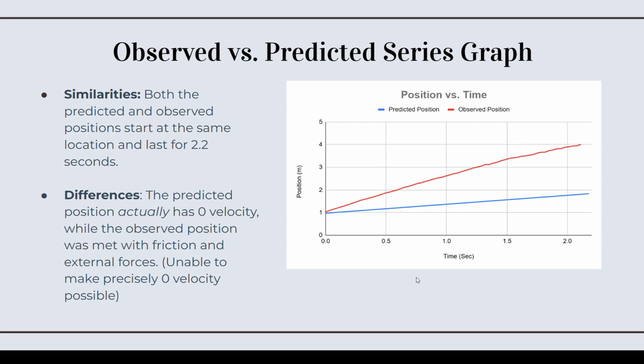So, some observed versus predicted series graph findings. What I found was that both graphs were similar in that they were at the same location and lasted for 2.2 seconds. But I saw, as you can see here, some pretty big differences as well. The predicted position actually has zero velocity, while the observed position was met with friction and external forces, so it was unable to make precisely zero velocity possible. And yes, my graph definitely shows that.